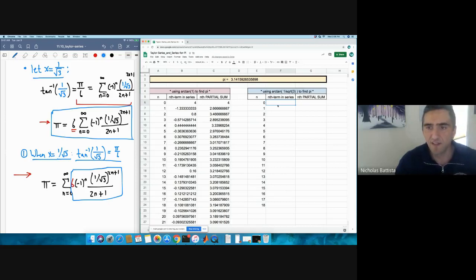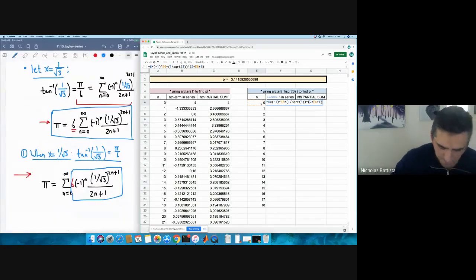So in this case, we have equals 6 times -1 for the counting variable, which is the value to the left. But instead of just 1, we have times 1 divided by the square root of 3, close parentheses. Parentheses are really important for computer programming. And we need to raise that to the 2 times n, which is n is the value to the left, E6 here, plus 1. We can end that parenthesis.